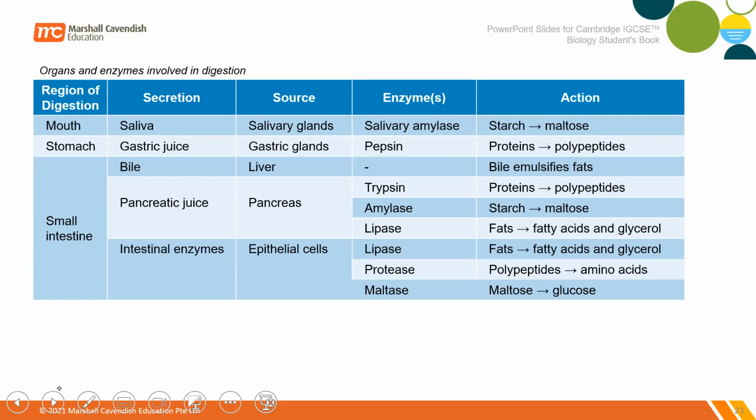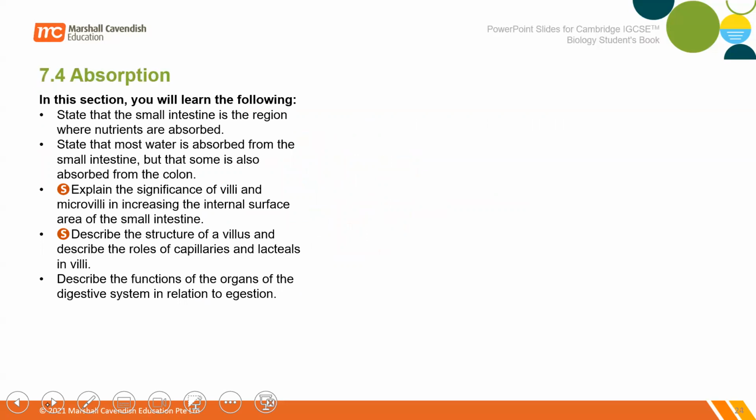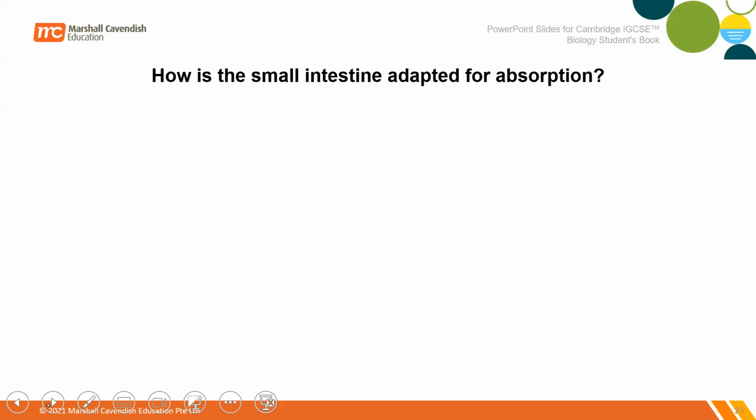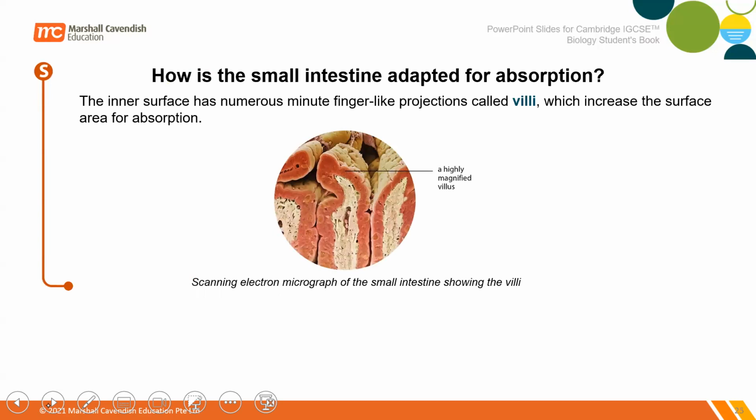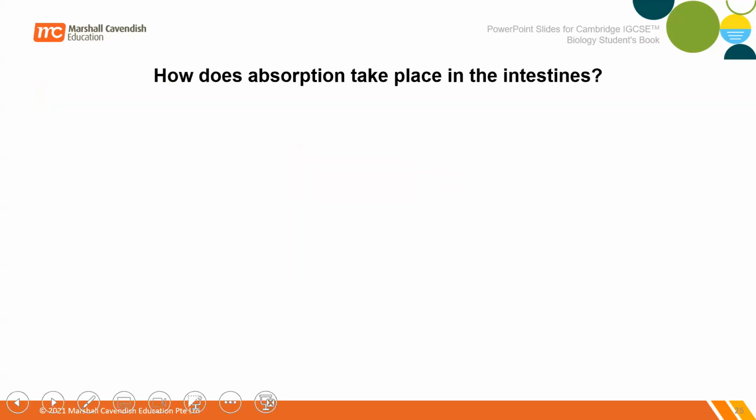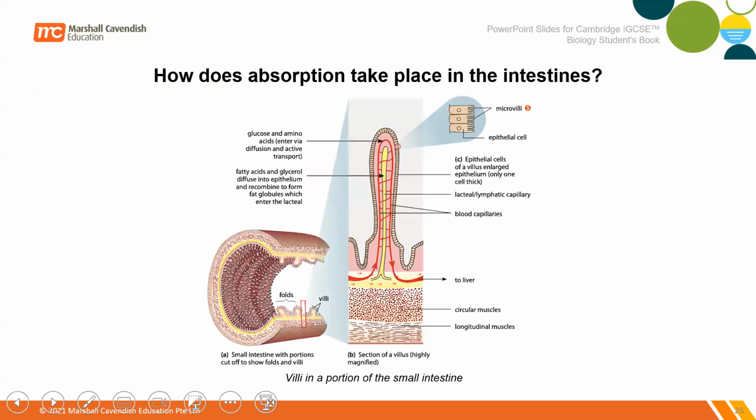I think you can pause the video in order to check all of the enzymes secreted by different glands or different organs in order to produce a simple product. The absorption process happens in the small intestine, and the building unit of the small intestine is called villi. Villi have a specific structure like what you observe now. This is the typical structure of the villi.